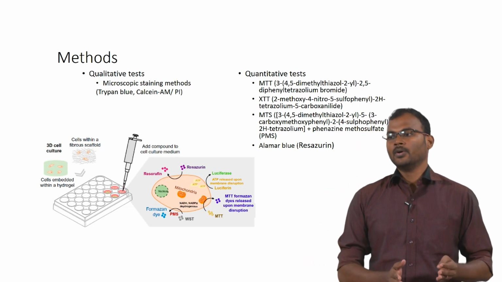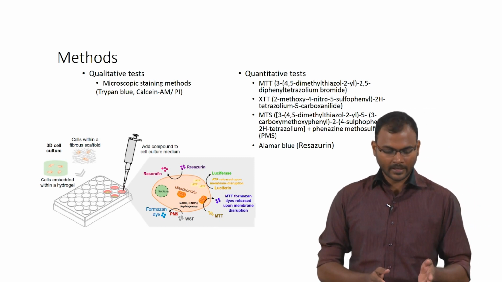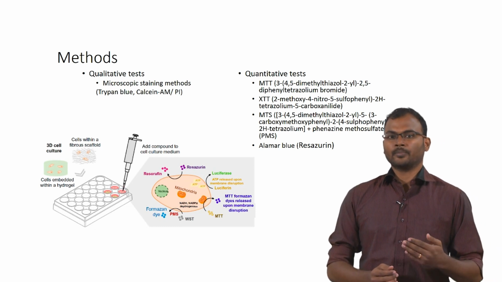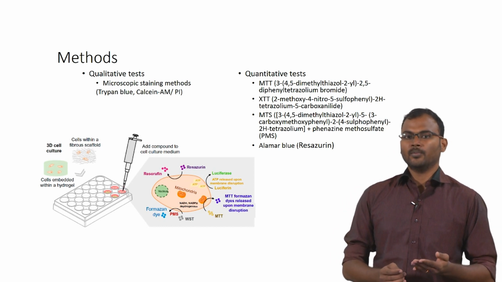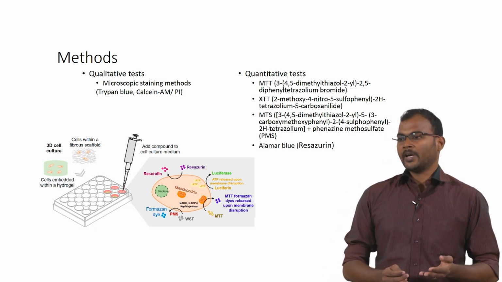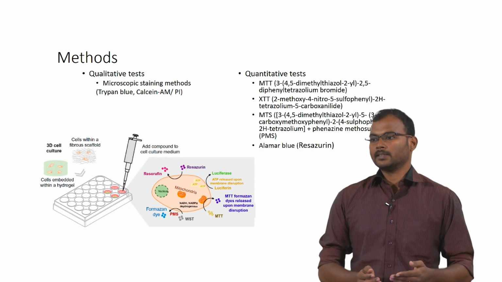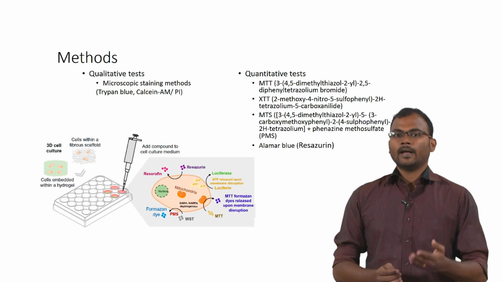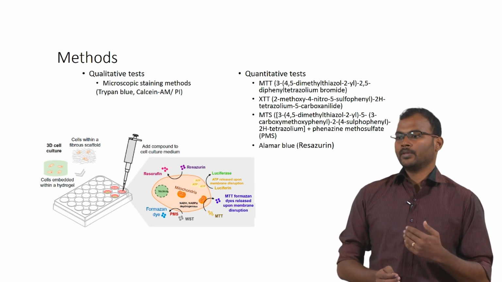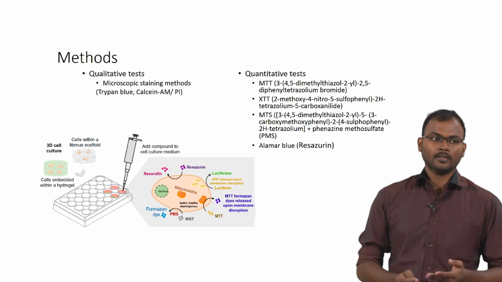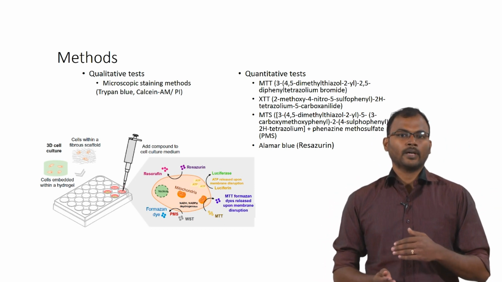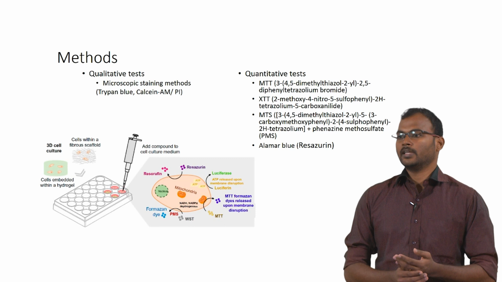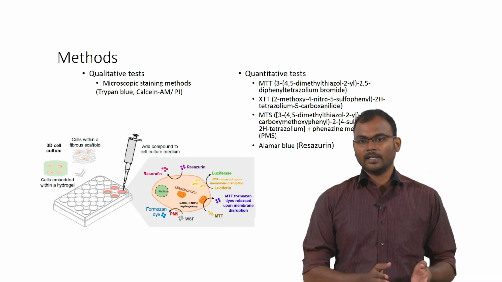So, how exactly do you identify that? That can be done by qualitative and quantitative methods. Qualitative involves observing the cells visually using a microscope. You can use a normal dye like Trypan blue, or calcein AM and propidium iodide. Calcein AM will go inside the cells and give a green fluorescence, and propidium iodide will go and bind to the nucleus and give a red color. So, if there is cell death, you can use these stains and identify whether the cells are live or dead. You can observe them under the fluorescence microscope. So, that is a qualitative test.